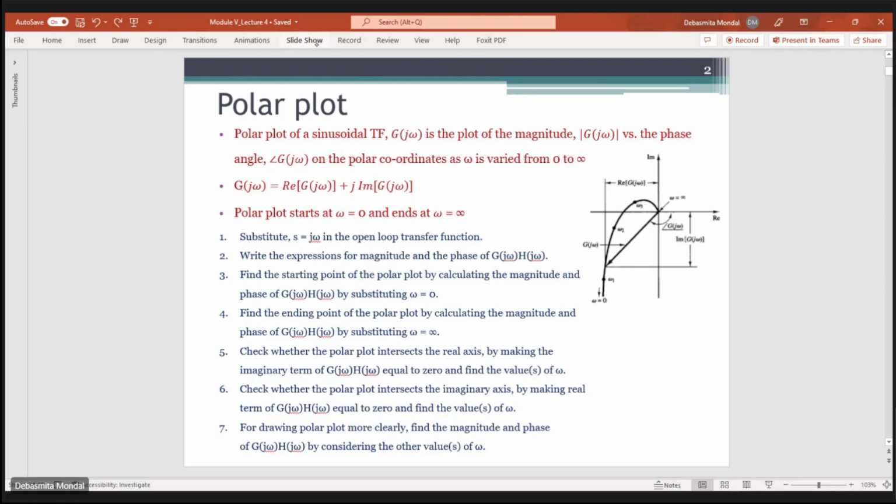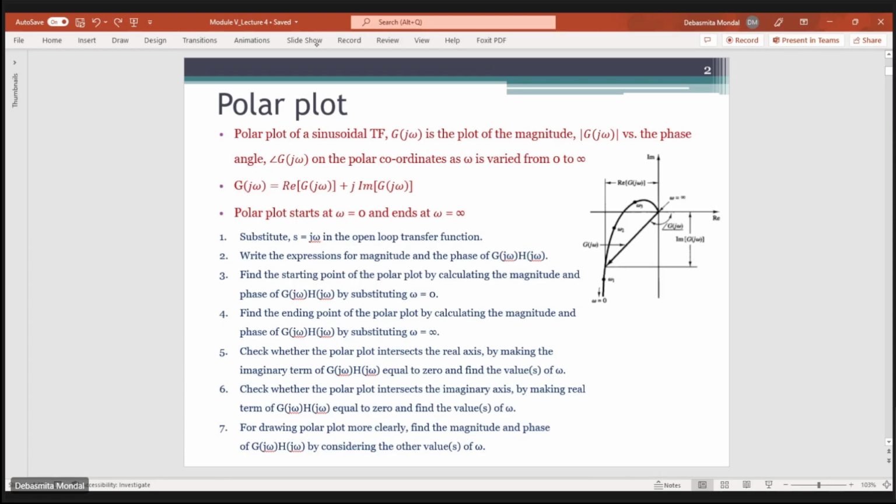Since we are varying the value of omega from 0 to infinity, the polar plot will start at omega equals 0 and end at omega equals infinity. So for a given open loop transfer function, we'll first express it in terms of x plus jy, let's say. From there, we first have to figure out the omega equals 0 point, or the starting point of the polar plot. Correspondingly, we have to find the ending point of the polar plot.